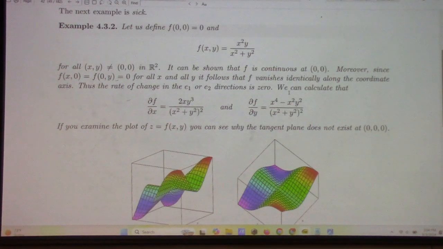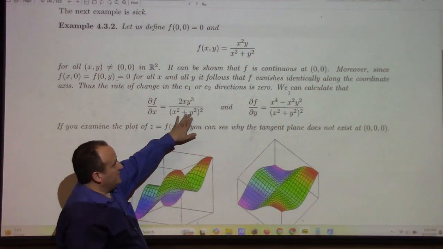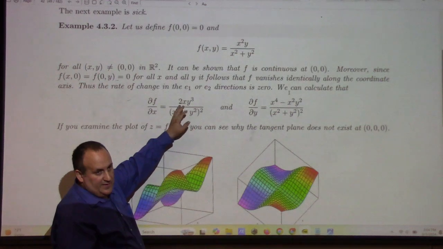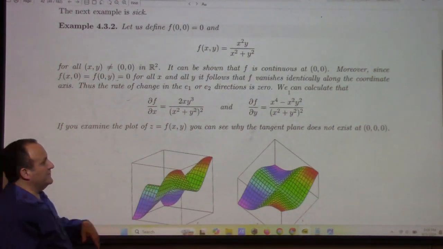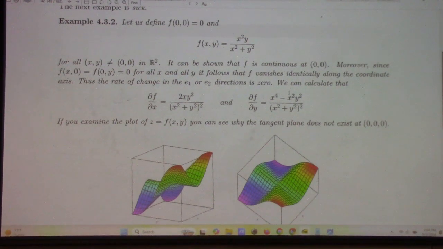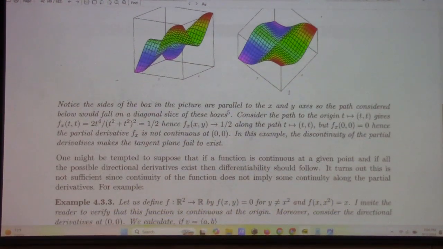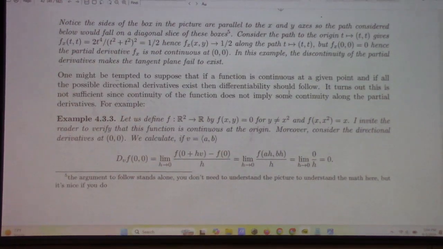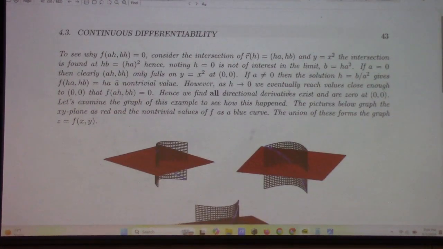The trouble is that the partial derivatives are not actually continuous at the origin. If you study this, you can look at different path limits and you don't get the same thing for different paths. So the partial derivatives are not continuous at the origin, which is why that function is not differentiable at the origin. You can also have weird stuff like this, which I'm going to skip past.